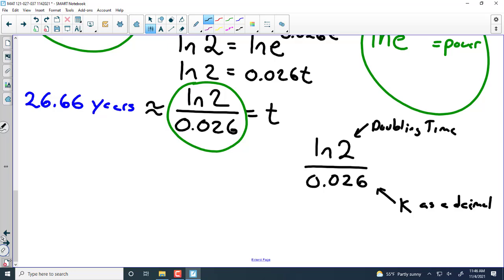The point is this, everyone. Doubling time is an important question, but you don't actually need to go through all this work each time. If someone asks you for a doubling time, all you need to do is the natural log of 2 divided by your growth rate, and you win. Isn't that awesome? Look at this, everyone.